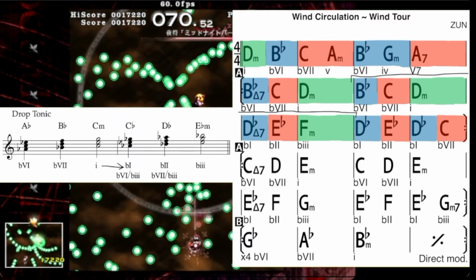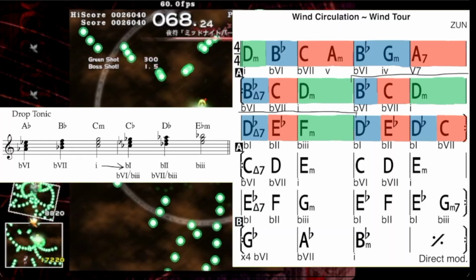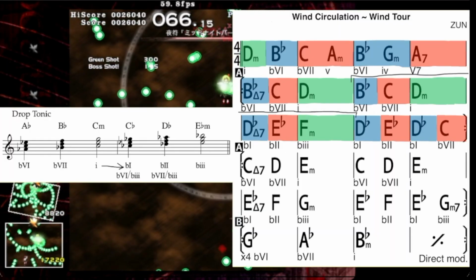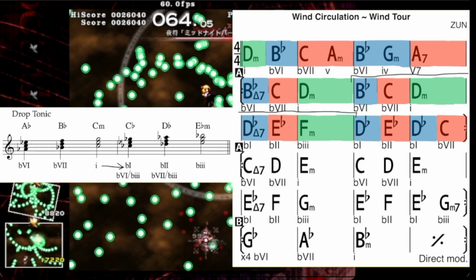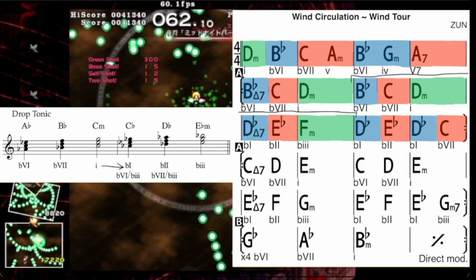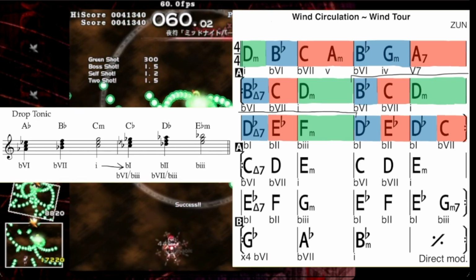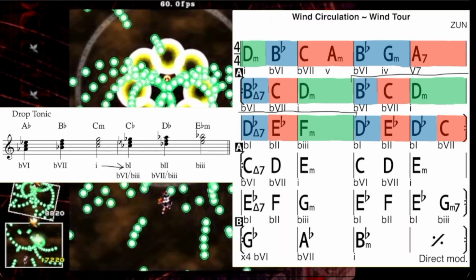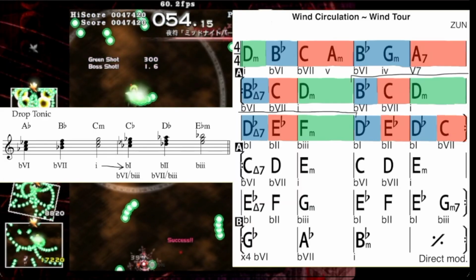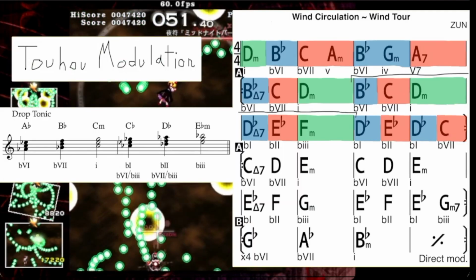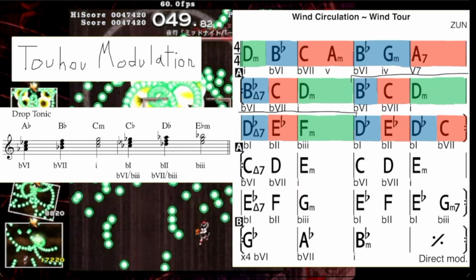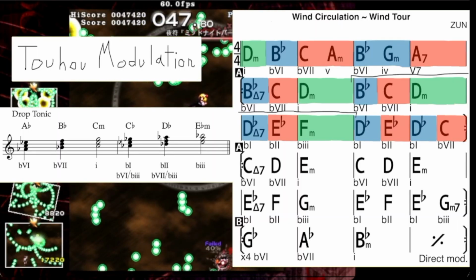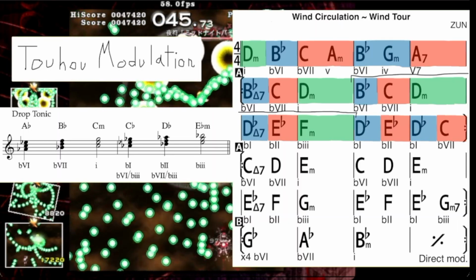And then from there, we're going to do a very common Touhou progression. Flat 6, flat 7, 1. Flat 6, flat 7, flat 6, 5. And now we're at flat 6 of the original key. So this is our next Touhou modulation. This one is called the drop tonic.